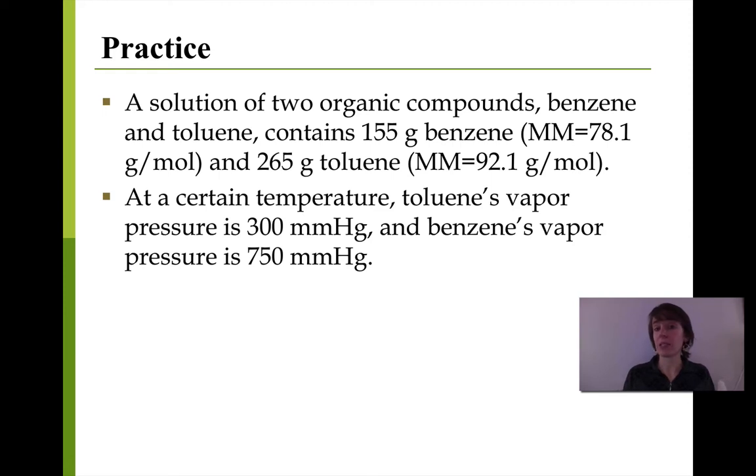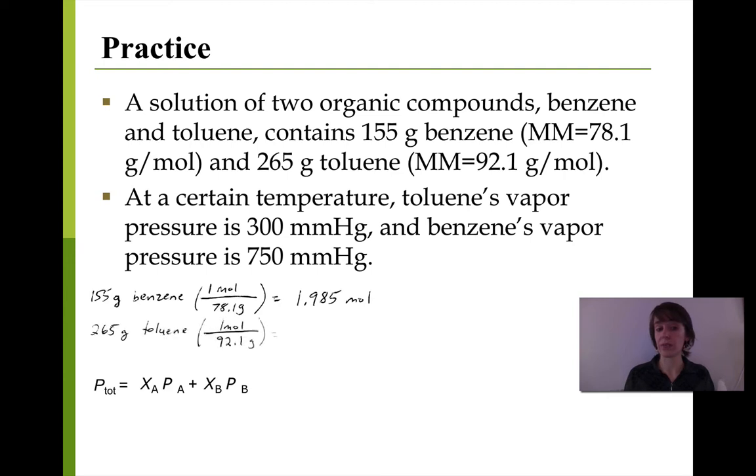So let's say we have a solution of two organic compounds, benzene and toluene, and we've got 155 grams of benzene, 265 grams of toluene. And at a certain constant temperature, toluene has a vapor pressure of 300 millimeters of mercury, and benzene is at 750. So if we apply that formula, where we multiply the mole fractions times the individual vapor pressures and sum them, it's clear that we first need to find those mole fractions.